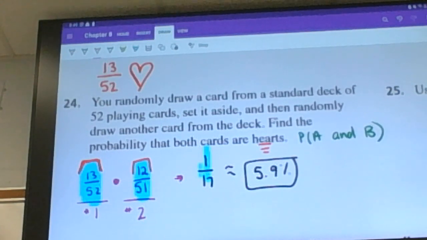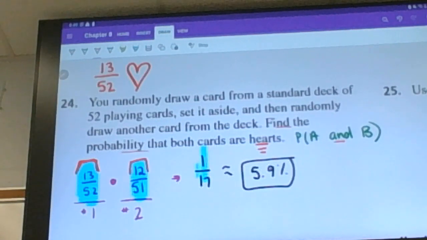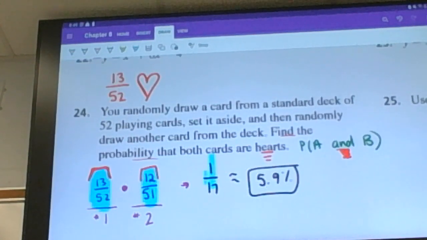Now this one says find the probability that both are hearts. This is an and problem. It doesn't say the word or. It doesn't necessarily say the word and, but it's saying that both things have to happen. So when you multiply that together, 13 out of 52 times 12 out of 51, you get 1 out of 17. So 5.9% chance that you're randomly going to pick 2 of the same suit. And that could be hearts, diamonds, spades, clubs. Only 6% chance that's going to happen. I don't know how those magicians do it.